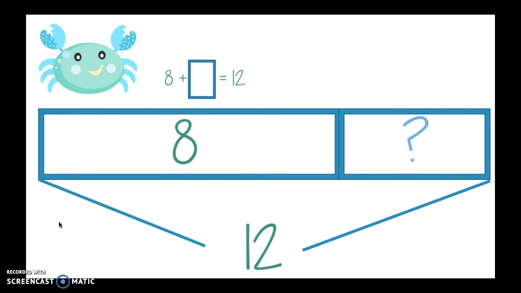8 plus something equals 12. I'm going to go ahead and count on my counting sticks, or actually I could probably just do it in my head, up to 12. 8, 9, 10, 11, 12. Hey, I got 4 again.